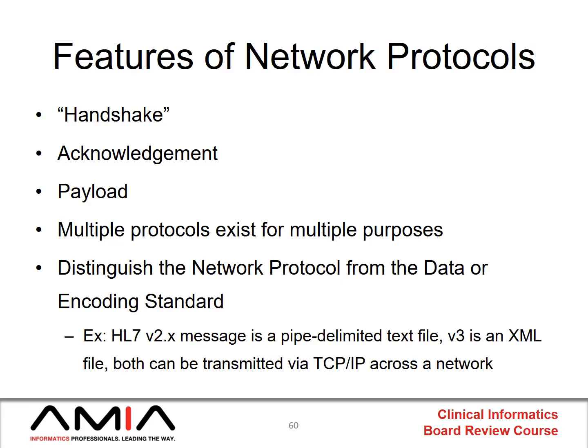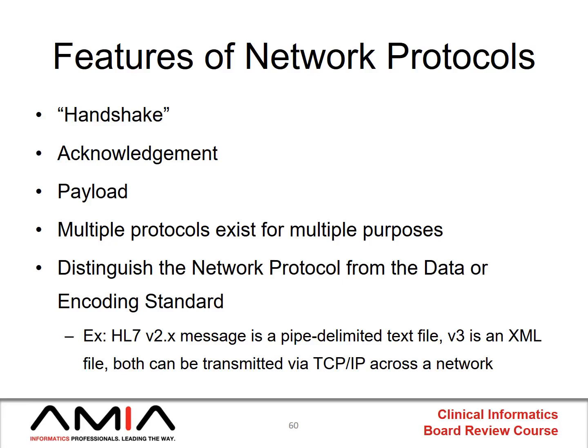The packets that get transferred back and forth should include a payload. And it needs to be able to support a number of protocols, whether I need high reliability or whether I need fast streaming. There are a number of network protocols that support different types of internet usage. And I want to distinguish the network protocol from the data standard or the encoding standard. So if I'm sending lab results, I might do that as an HL7 version 2 message, which might be a simple pipe delimited text file, and maybe version 3 is the XML version of the same thing. And those could exist as the payload in one of these network messages.